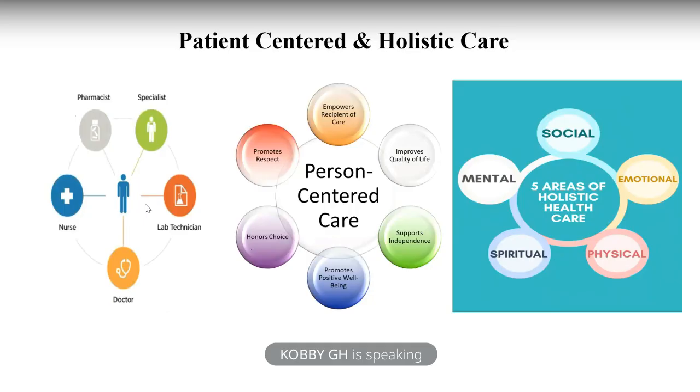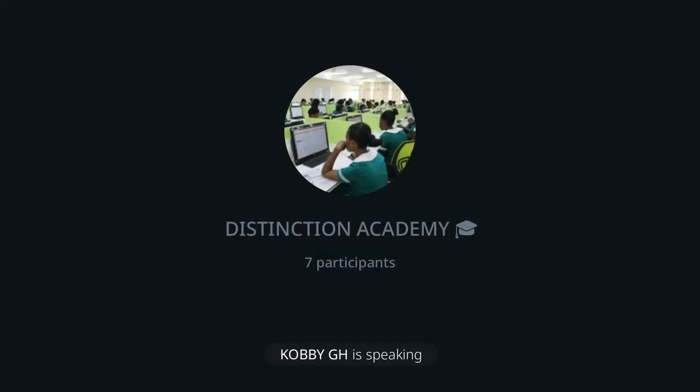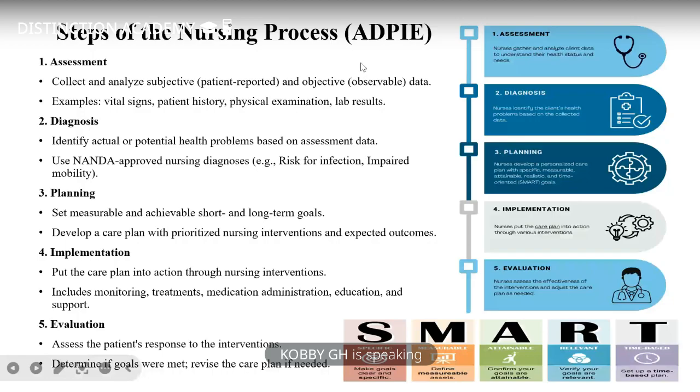Now, the steps in the nursing process, the acronym is ADPIE. The nursing process has how many steps? 5 steps: assessment, diagnosis, planning, implementation, and then evaluation. Okay, when we say assessment, assessment has to do with you collecting data from the patient.